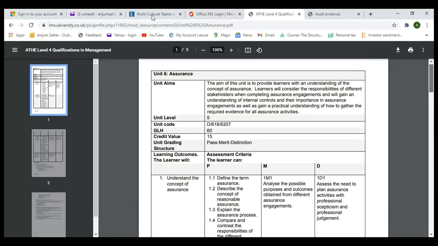That's the assessment criteria which we will use, and all these learning outcomes and assessment criteria are supposed to be addressed. The purpose of this unit is to provide the learner with an understanding of the concept of assurance, and the learner considers the responsibilities of different stakeholders. We will go through the assurance engagement and gain an understanding of internal control, why control is important, and the assurance engagement, as well as gain practical understanding.